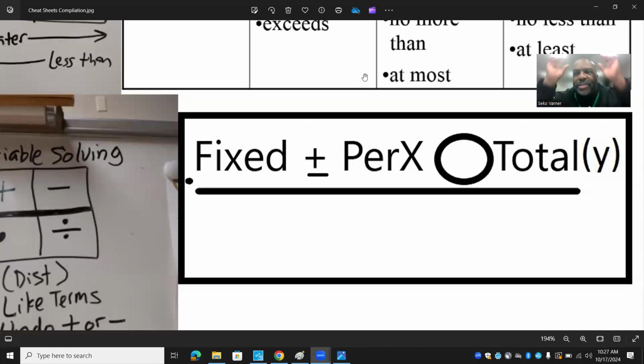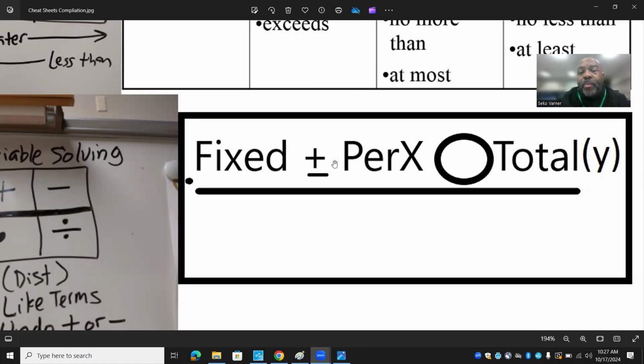All right, so I'm just about to show you how you can solve word problems. The word problems that we're going to be dealing with are going to give you some information, and you have to figure out the other information. And the strategy that we're going to use is fixed plus or minus per X, then you have a space and total.